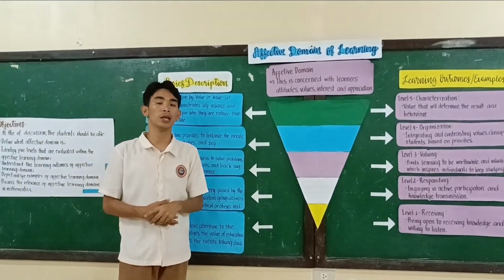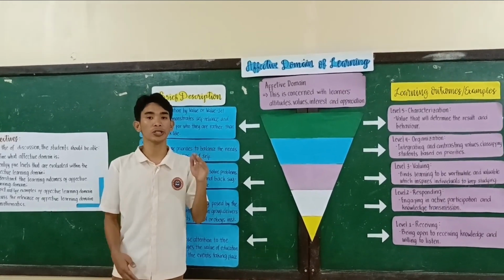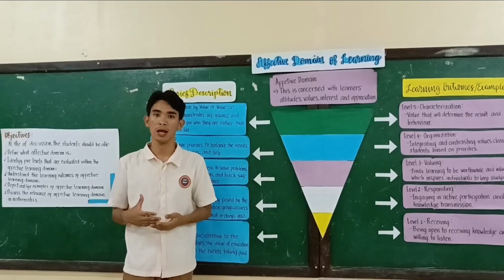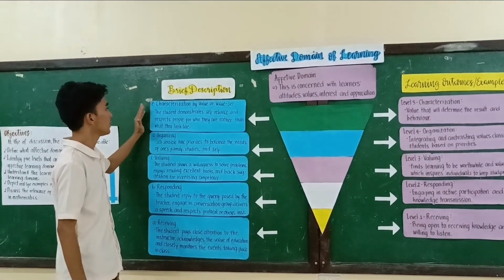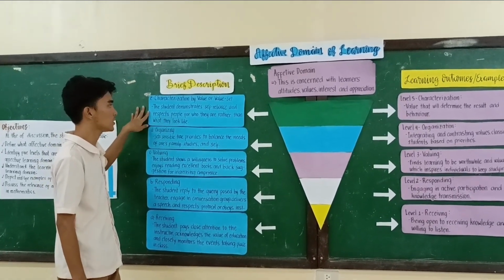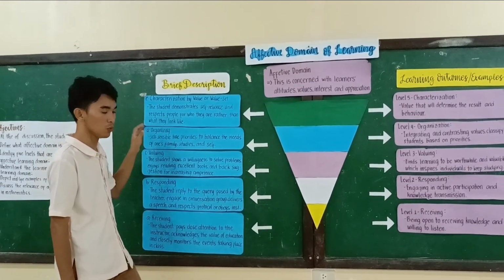Yung nga sabi ko kanina na sa part na ito or sa level na ito, yung mga estudyante, alam na nila kung anong priority nila. Okay? So, last part, the last level is characterization by value or value set. The student demonstrates self-reliance and respects people for who they are rather than what they look like.